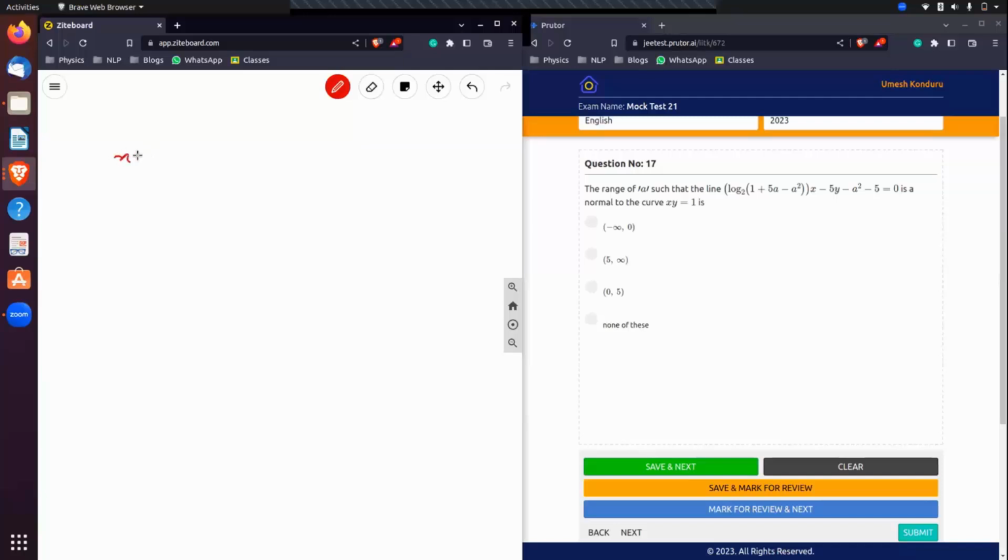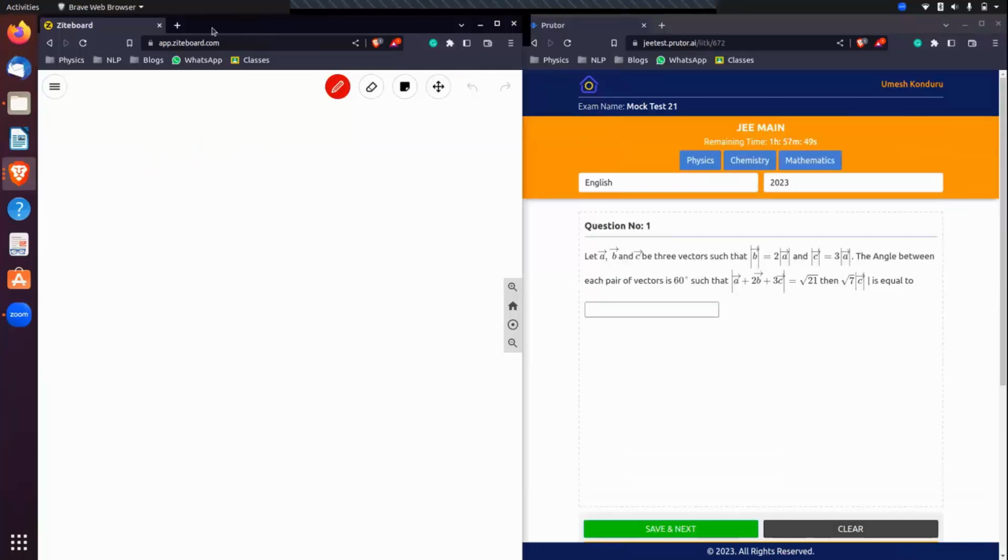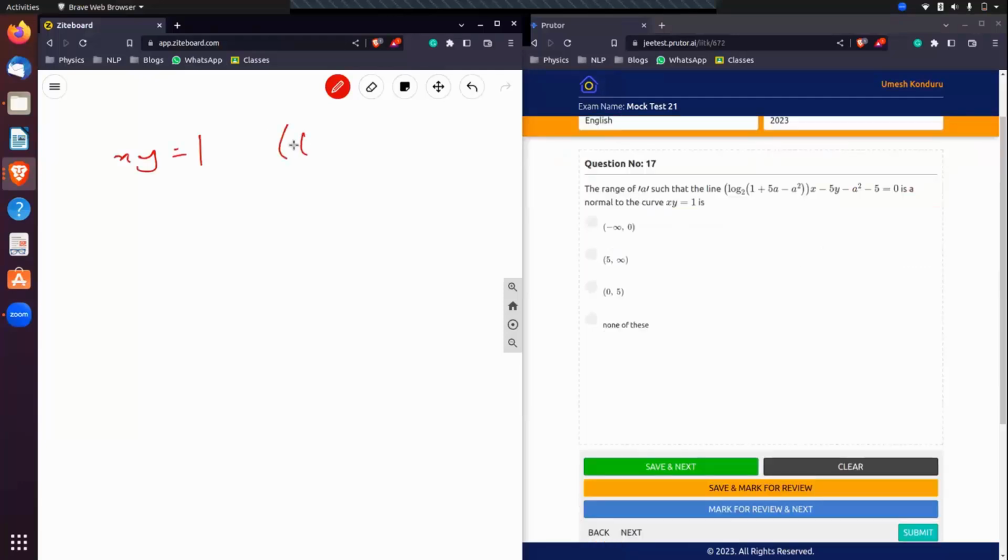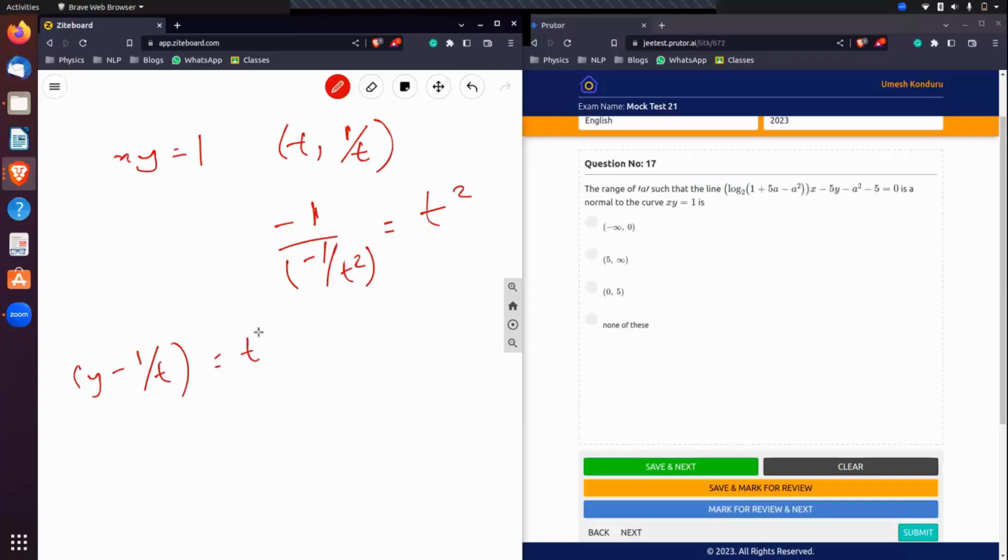So if xy equals 1, parameterize it by t. Then the slope of the normal will be minus dx by dt divided by dy by dt. That'll be 1 by t square, so the slope of the normal is just t square. So we get y minus 1 by t equals t square times x minus t.